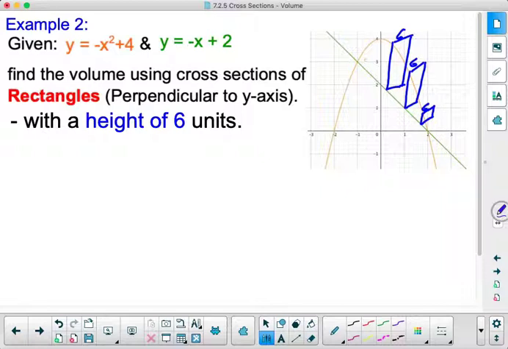But the way that's going to read, though, is that it's going to read like this. It's perpendicular to the y-axis. And so they're going to go outward from the y-axis like that. That's why they call it perpendicular.